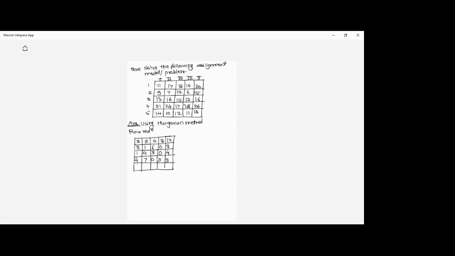So 14 minus 10 is 4, 10 minus 10 is 0, 12 minus 10 is 2, 11 minus 10 is 1, and 13 minus 10 is 3. So this is how we have performed the row reduction. We are moving ahead and we are going to do column reduction now. Right. So what we have achieved in row reduction is that in every row we have at least one 0. Similarly, in column reduction, we are going to get at least one 0 in every column.